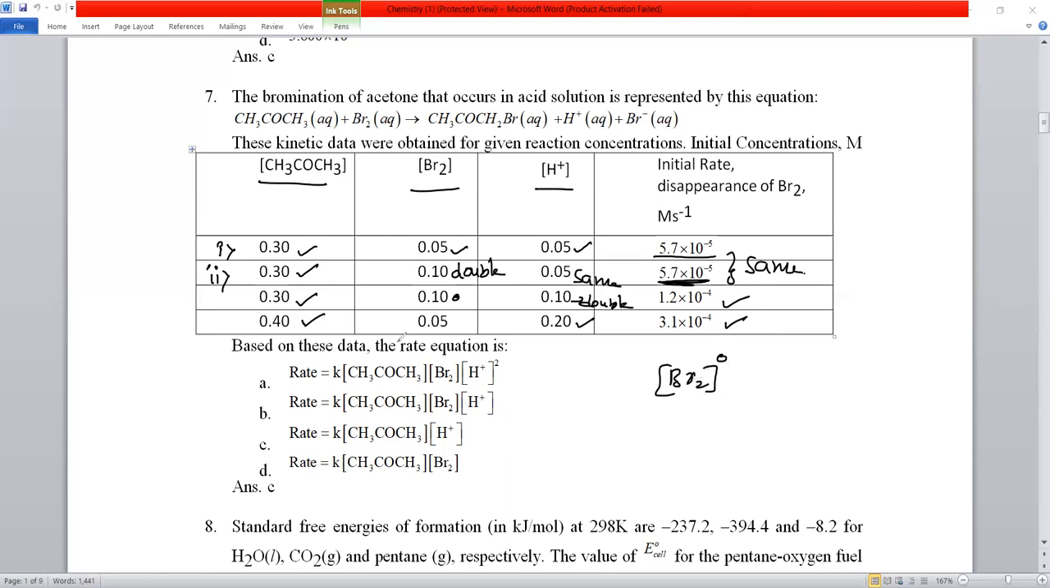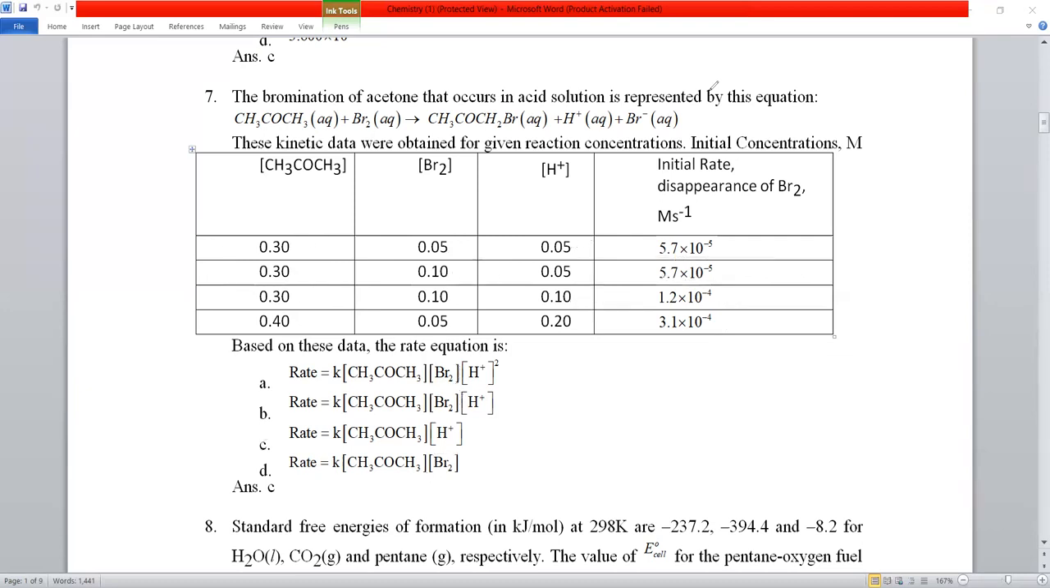So the rate depends only on the acetone as well as the H+ concentration. Where is it located here? They have given Br2 here, so this will not depend. So this option is wrong. Here also Br2 is there, so this is wrong. Okay. In option D also they have given Br2, so that is wrong. So we get option C as the correct answer. Directly we can go here.